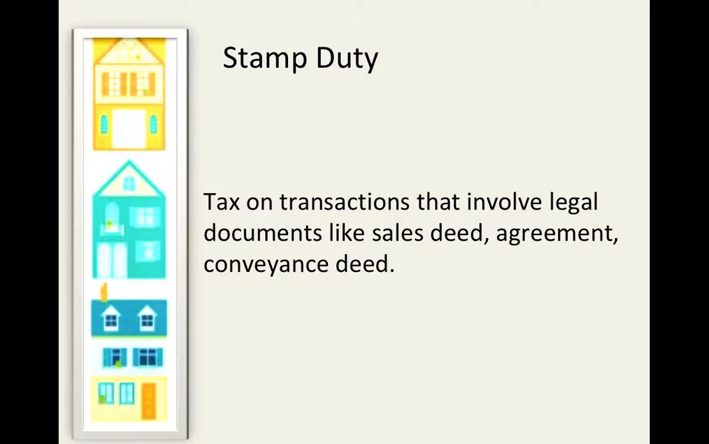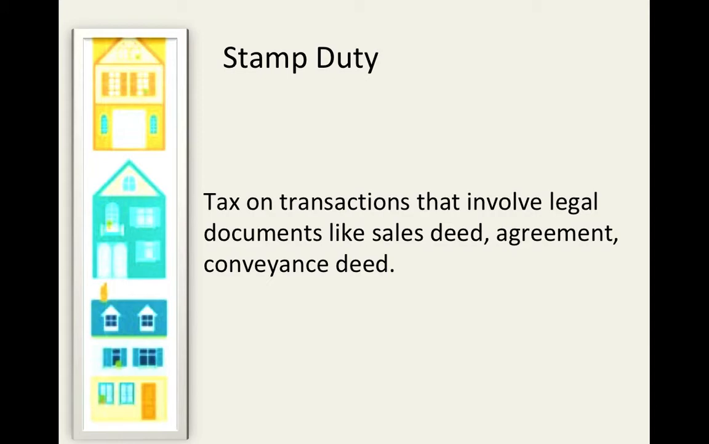Stamp duty is similar to any other tax taken by the government. Only here it is collected for a transaction that involves a legal document such as sale deed, conveyance deed or sales agreement. In technical terms, stamp duty is tax paid for any document through which any right or liability is intended to be created, extinguished, transferred, extended or recorded. Only upon payment of stamp duty does the document become legal, and only after this can it be used as evidence in a court of law.